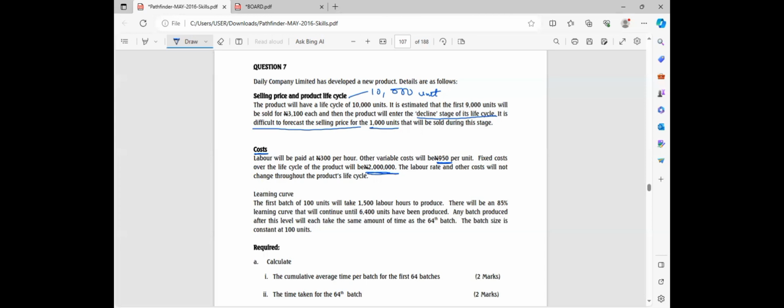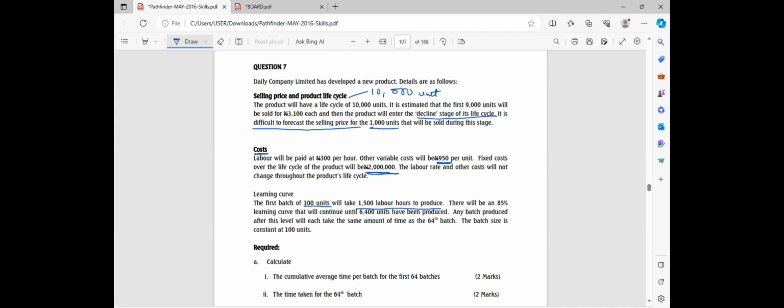Learning curve. The first batch of 100 units will take 1,500 labor hours to produce. There will be an 85% learning curve that will continue until 6,400 units have been produced. Any batch produced after this level will each take the same amount of time as the 64th batch. The batch size is constant at 100 units.